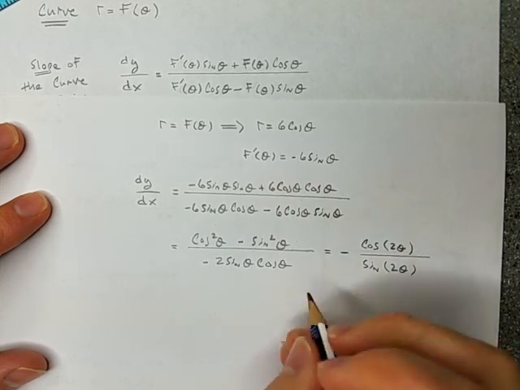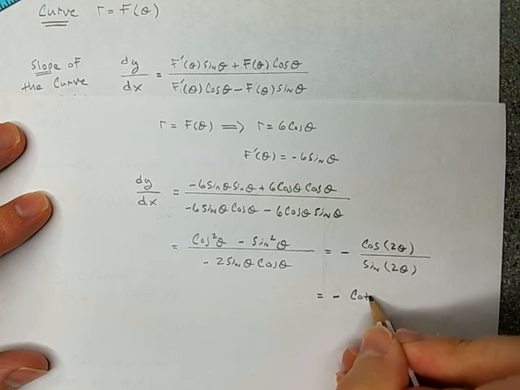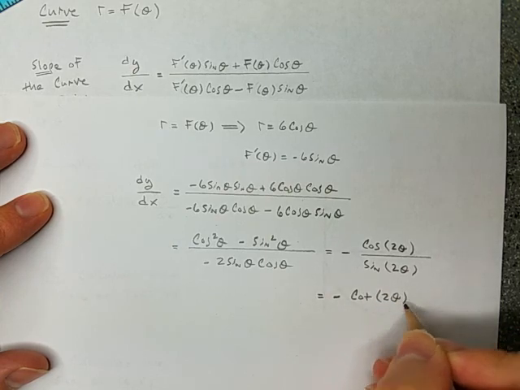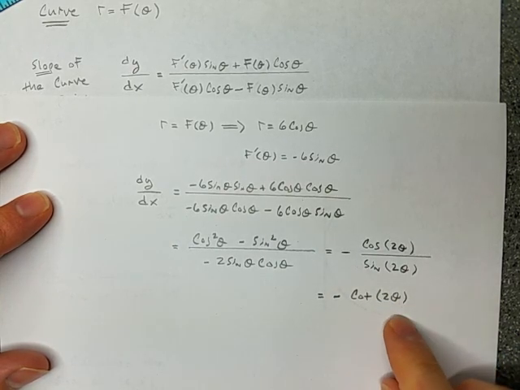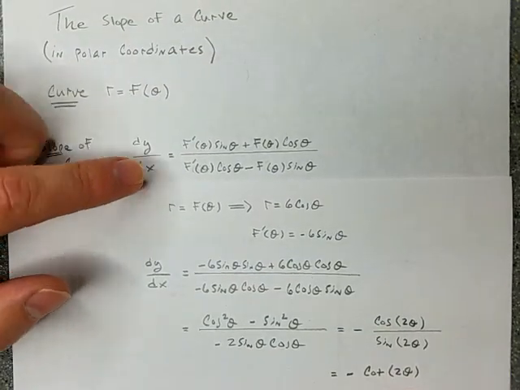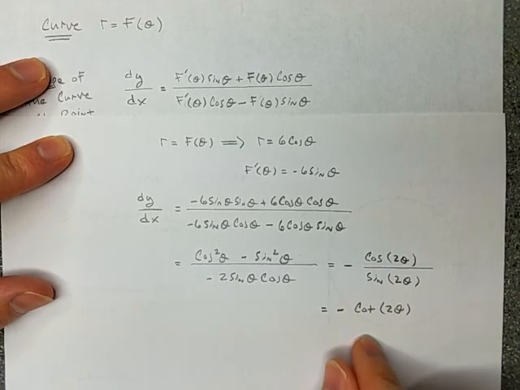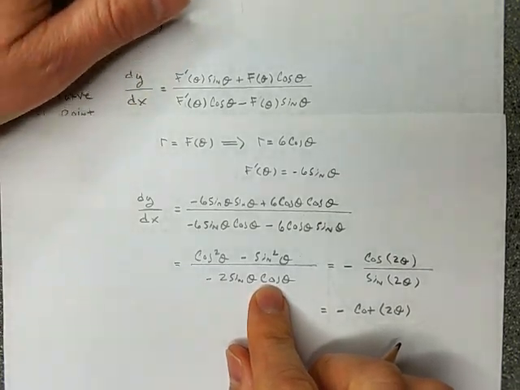So I will say that my final answer will be negative cotangent 2 theta. There's my formula for the slope of that curve. Okay? I mean, you got the formula, right? You plug everything in. But we should reduce as much as we can and recognize identities when we need them.